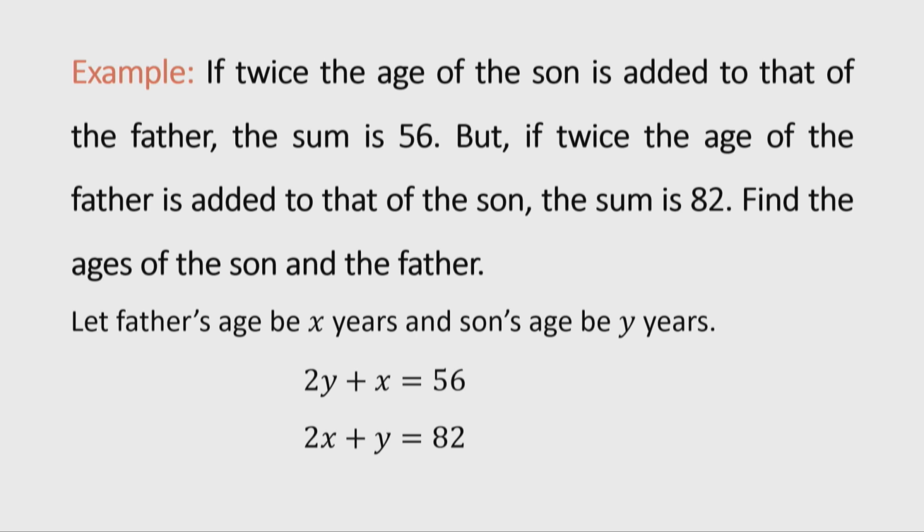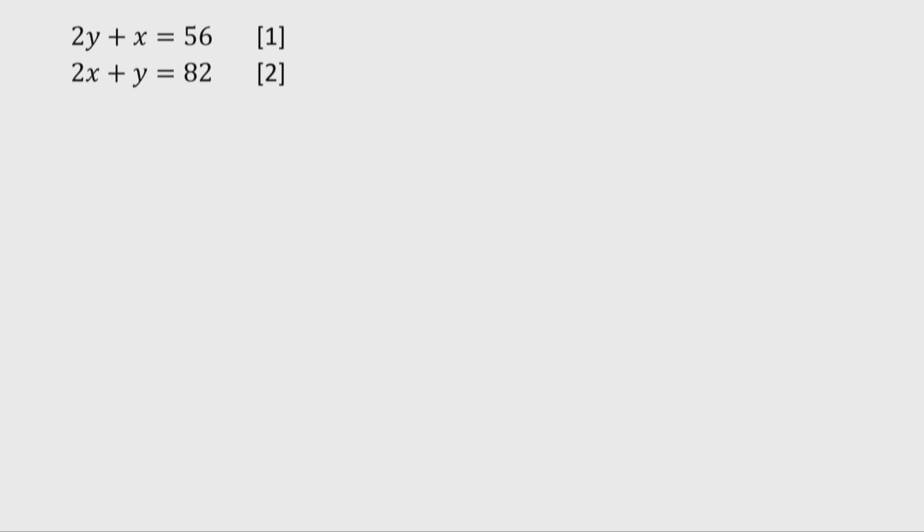So we have our two equations. 2y plus x equal to 56 and 2x plus y equal to 82. We can see that we do not have the same coefficient for x. In equation 1, the coefficient is 1. In equation 2, the coefficient is 2. We do not have the same coefficient for y. In equation 1, the coefficient for y is 2. In equation 2, the coefficient for y is 1. So here I will use the substitution method.